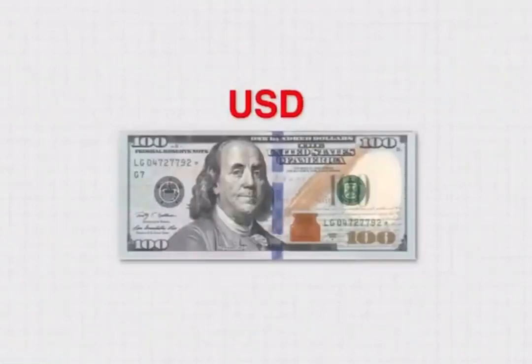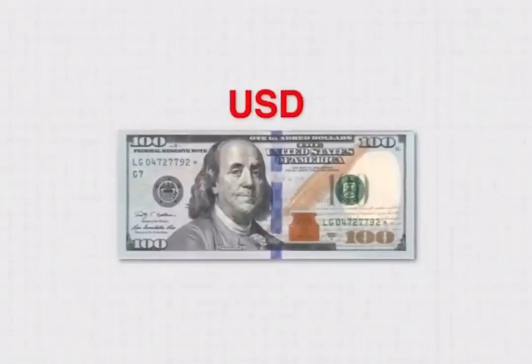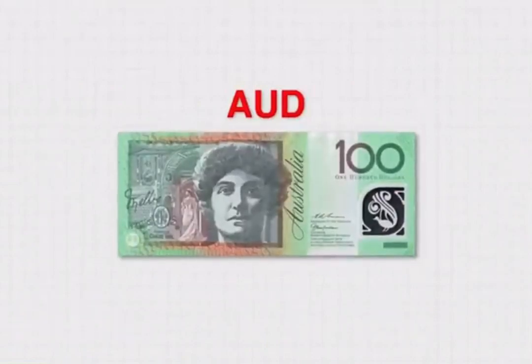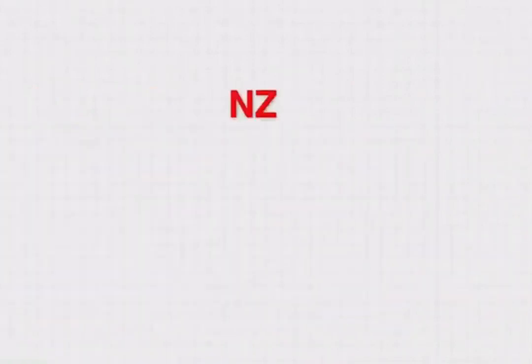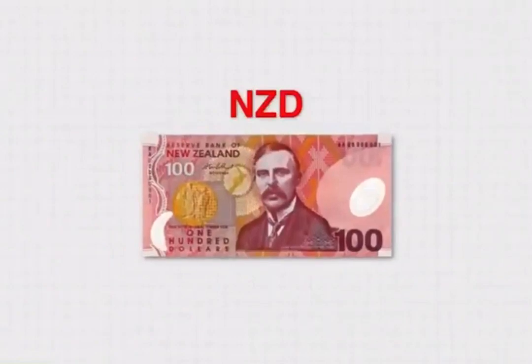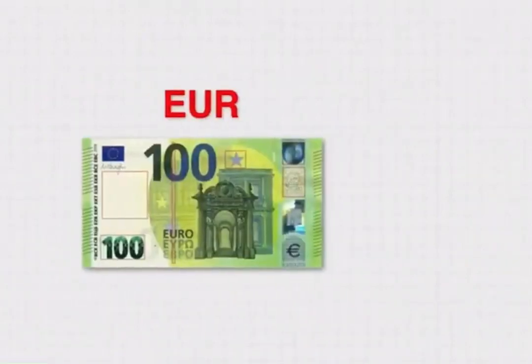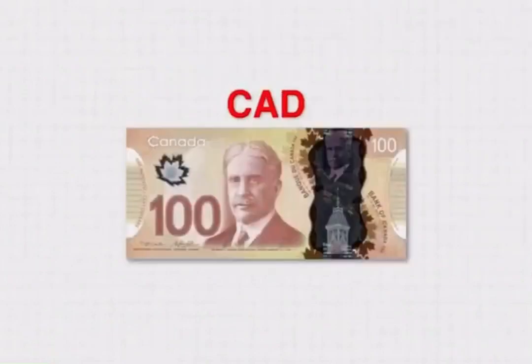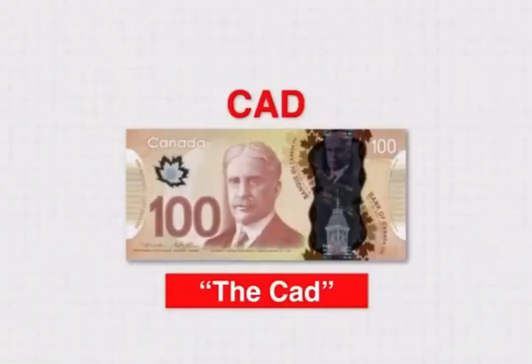USD is the US dollar, also known as simply the dollar. AUD is the Australian dollar, also known as the Aussie. NZD is the New Zealand dollar, also known as the Kiwi. EUR is the euro. CAD is the Canadian dollar, also known as the CAD.